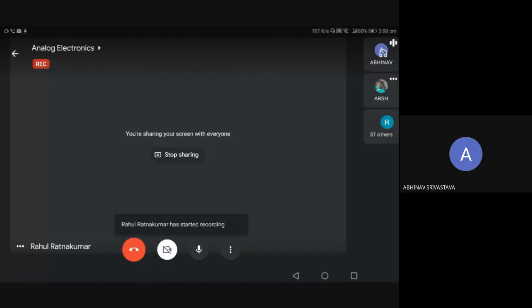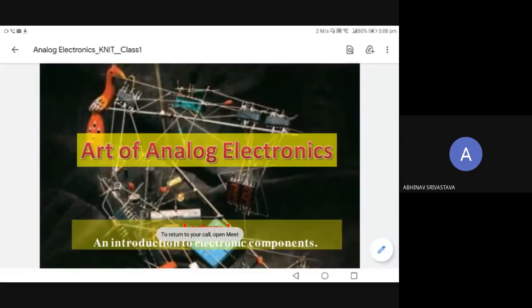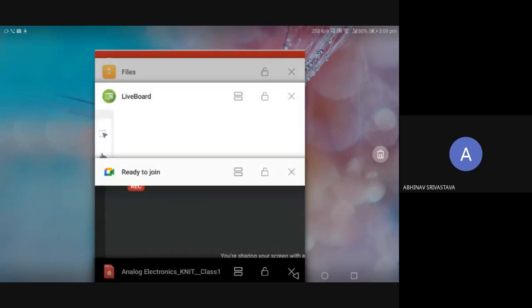Then in this class, we'll be discussing the basics of electronic devices. What are the devices you already know, right? We already know basics of devices like transistors, diodes, and all those things. So we'll be just touching a brief overview of those things. Before that, I can give you an overview of what the course is going to deal with.